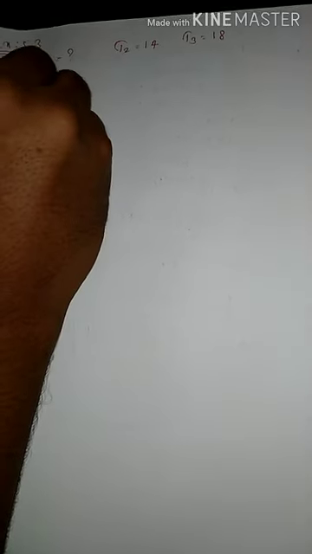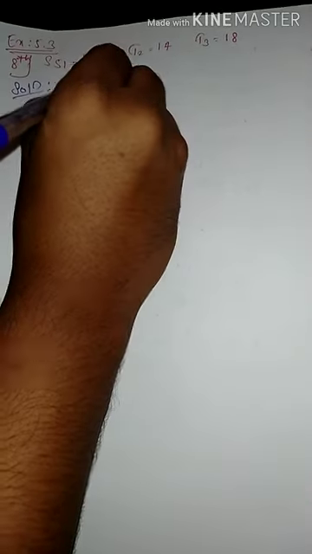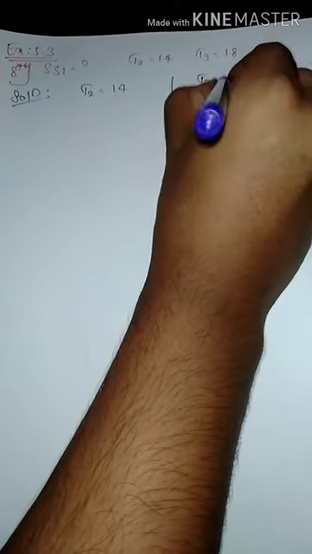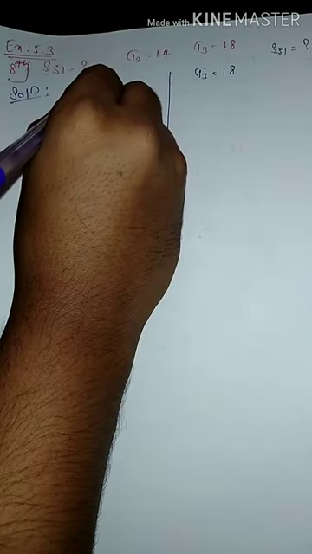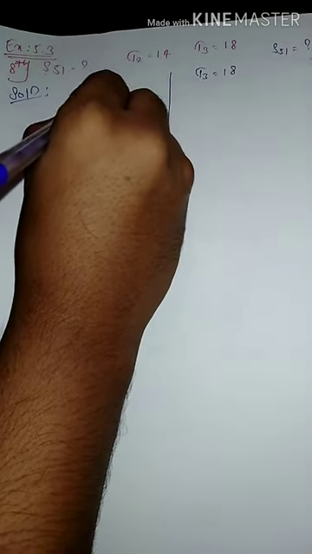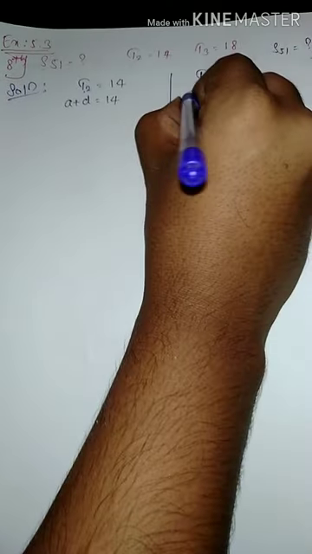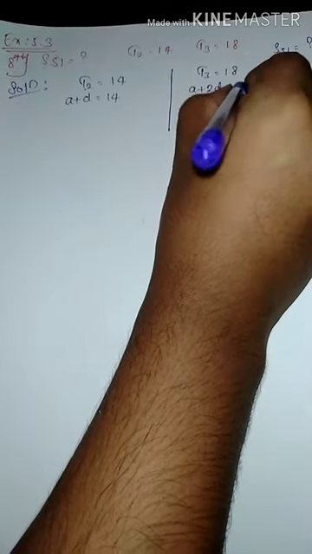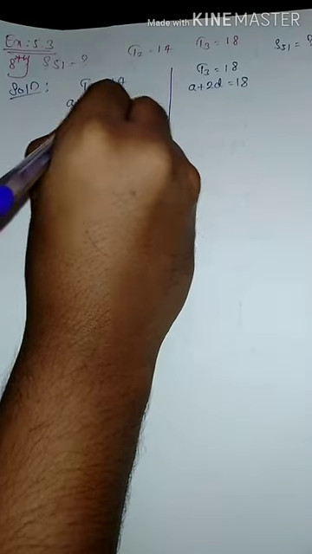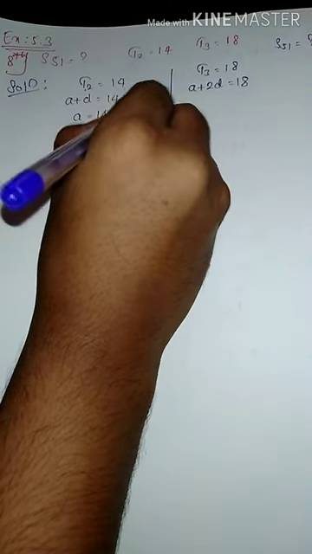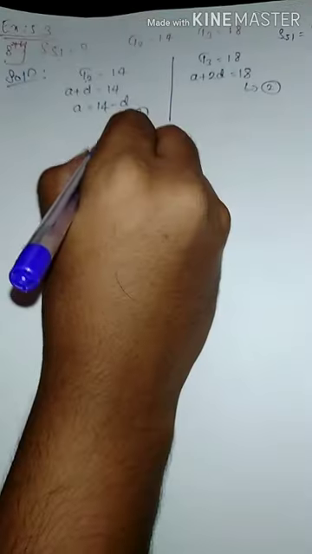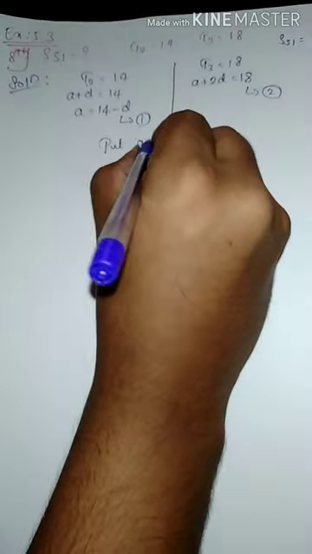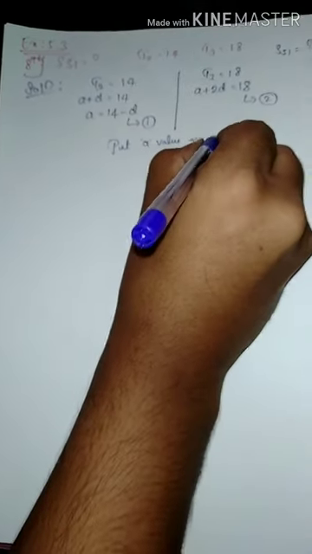So solution. Given that the second term T2 is equal to 14 and the third term T3 is equal to 18, and we need to calculate the sum of first 51 terms of an AP. T2 is nothing but A plus D is equal to 14, and T3 is nothing but A plus 2D is equal to 18. Now transfer D to the right hand side, it becomes A is equal to 14 minus D, called equation number 1, and the other is equation number 2. Put the A value in equation number 2.